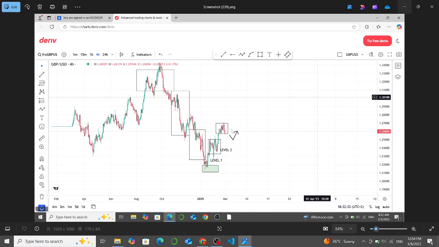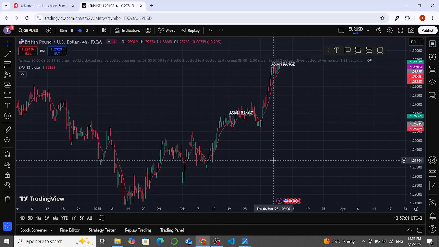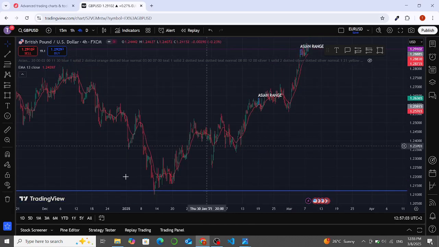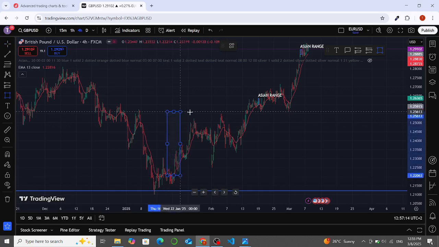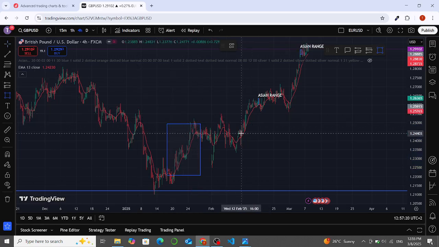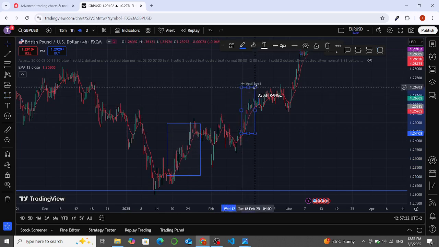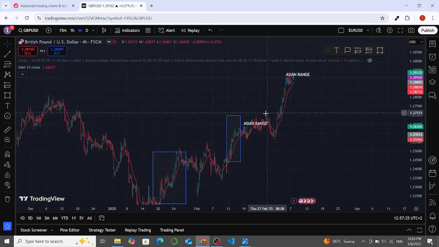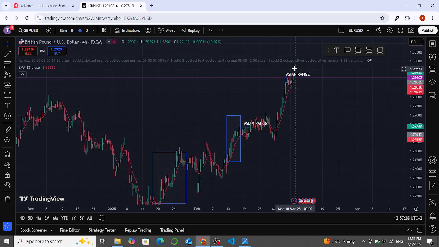So my projection was bullish. I was bullish for the week. So let's go to the chart and see. Price came here and tapped this demand zone, as you can see. And we had a level one rise into a consolidation, and we had another level, level two. This is the whole week. Remember, we are on a 4 hour time frame.